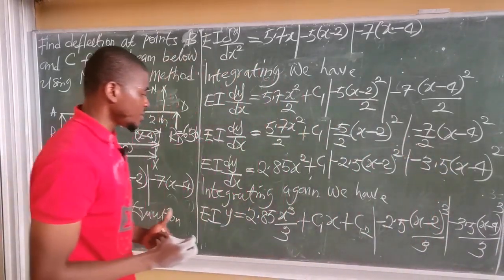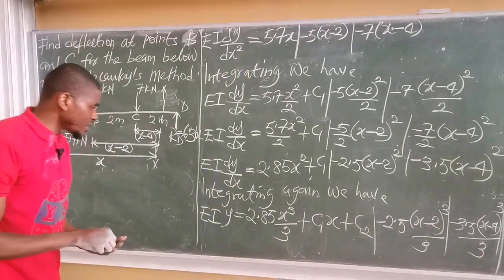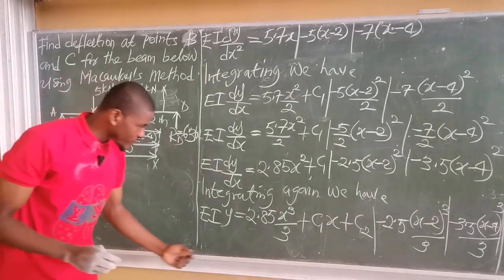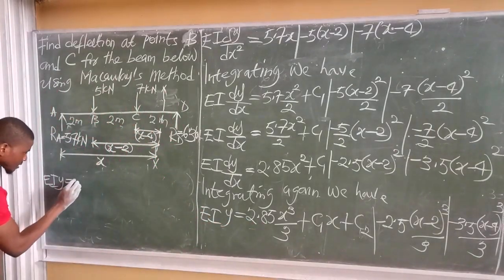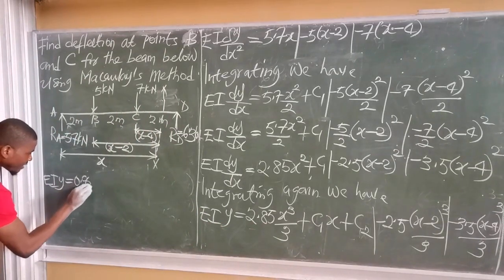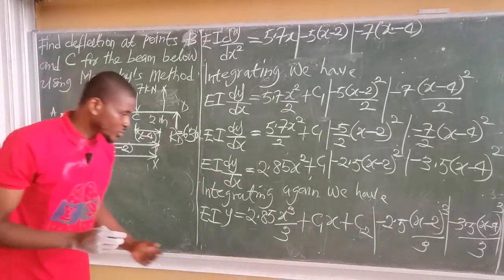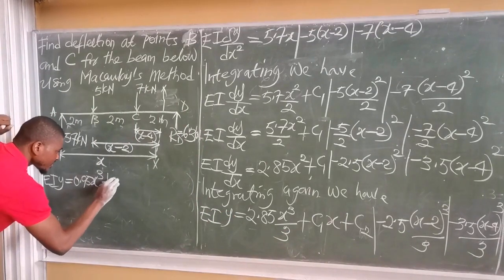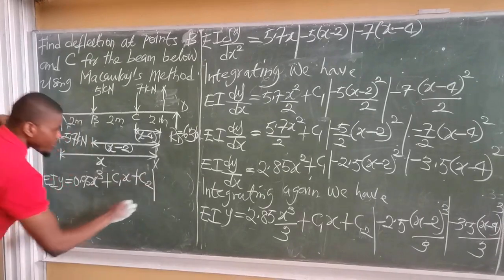So we'll simply have this. Okay, so we simply have EIY. If we rewrite those equations, this is now equal to, here we have 2.85 divided by 3. That gives us 0.95 x cubed, plus C1x plus second constant C2, then open up your Macaulay's bracket.